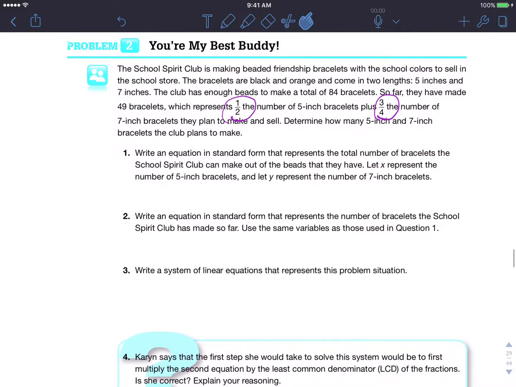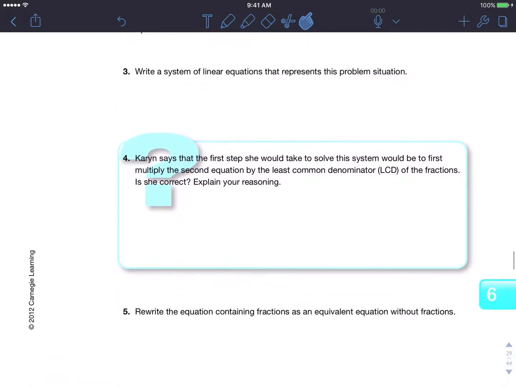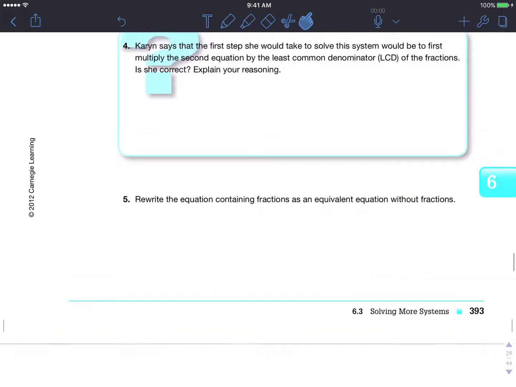Yeah, it's about the same thing. Actually, I think it's easier. Yeah, it's about the same.